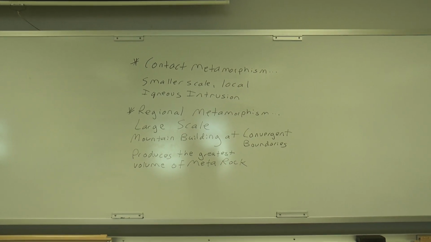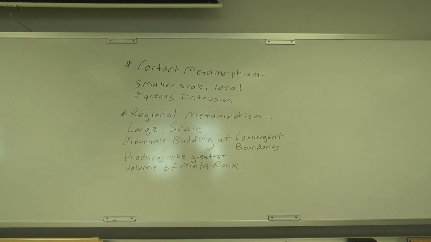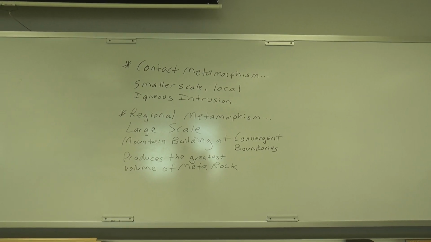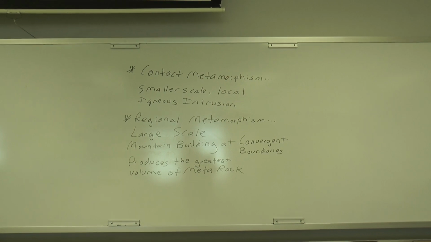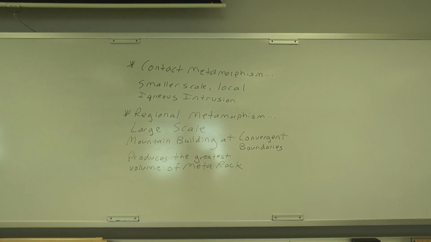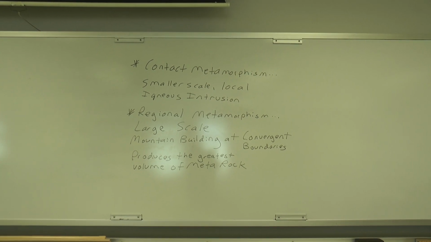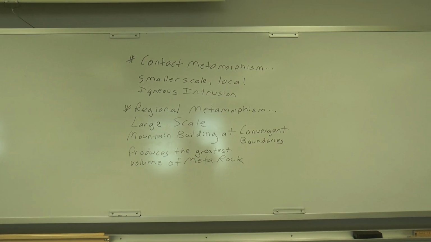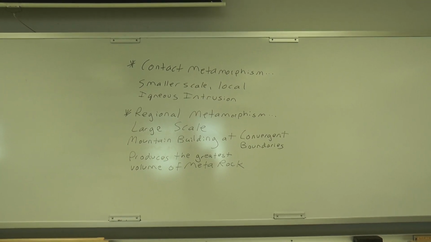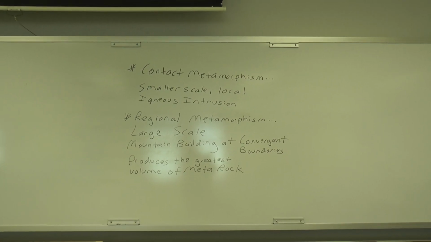And then regional metamorphism, this is on a much larger scale. Okay, this is a result of mountain building at convergent boundaries. We'll talk about plate boundaries after we get finished with the second exam. So, regional metamorphism by far produces the greatest volume of metamorphic rock on this planet. And if we were to just even think about mountain ranges, the Himalayas, the Appalachians, the Rocky Mountains, the Sierra Nevada Mountains out west, the Andes Mountains in South America, there are just tons of metamorphic rock deep within that mountain range. Sometimes the metamorphic rock does make its way to the surface.